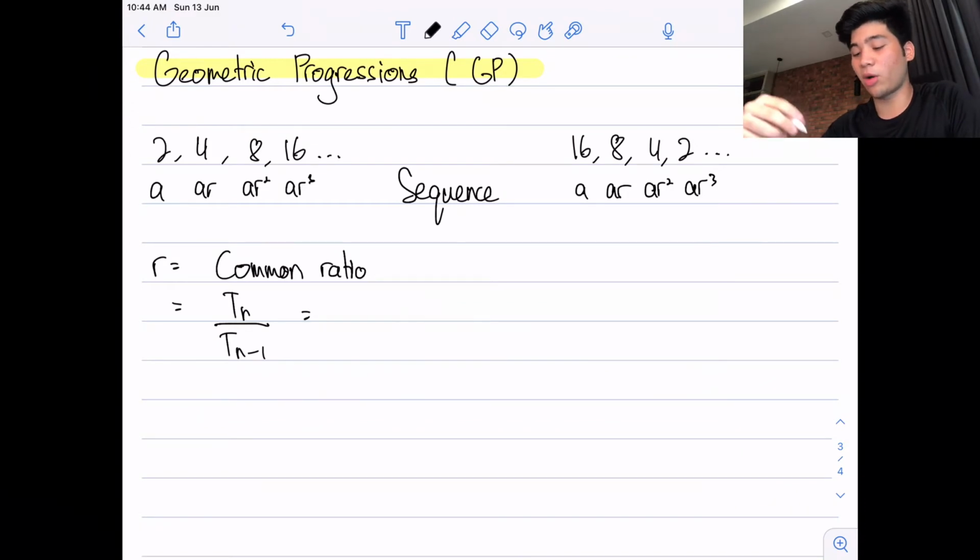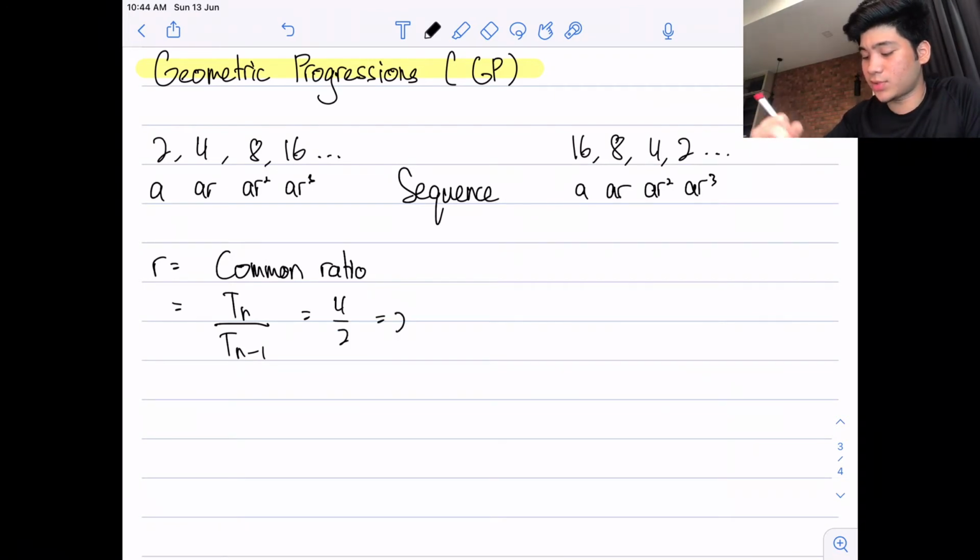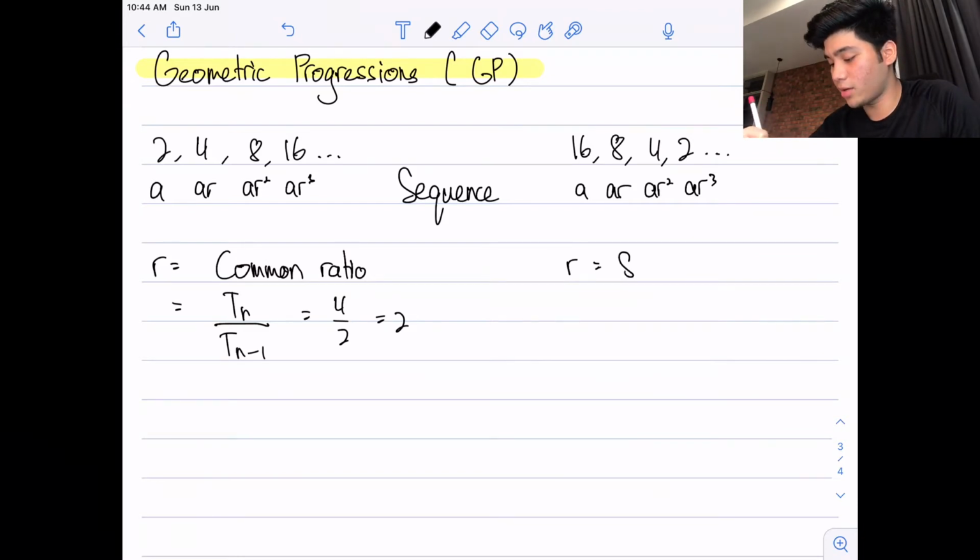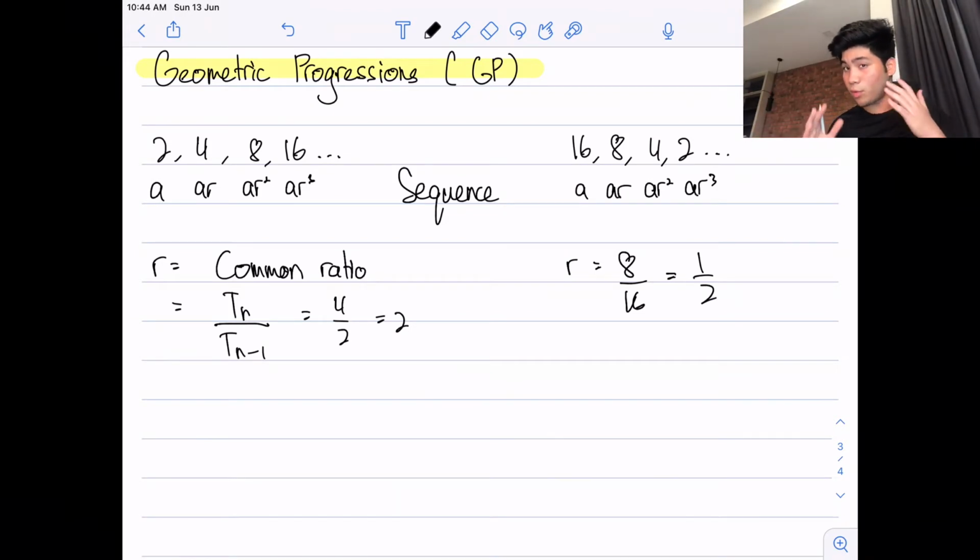So let's say I want to find the common ratio for the first sequence on the left here. So it would be the same thing as 4 over 2, so I would get 2. Whereas the sequence on the right will have the common ratio of 8 over 16, or also better known as 1 over 2. So that means if we look at both of these sequences, we can see that the left one is when the terms keep increasing, they keep being multiplied by 2. Whereas for the second sequence, when the term keeps increasing, the term is actually being divided by 2 consistently, alright?